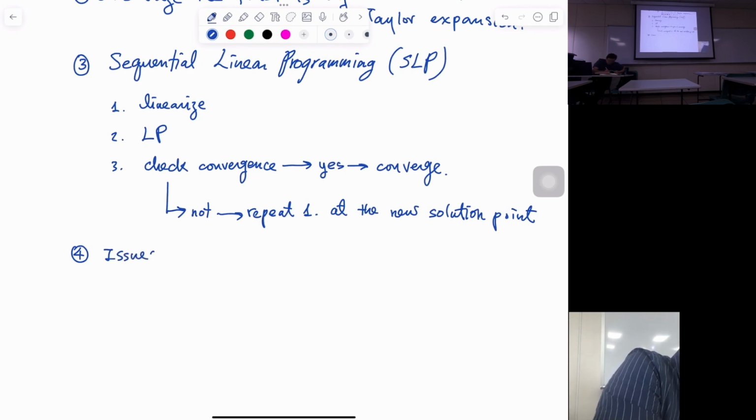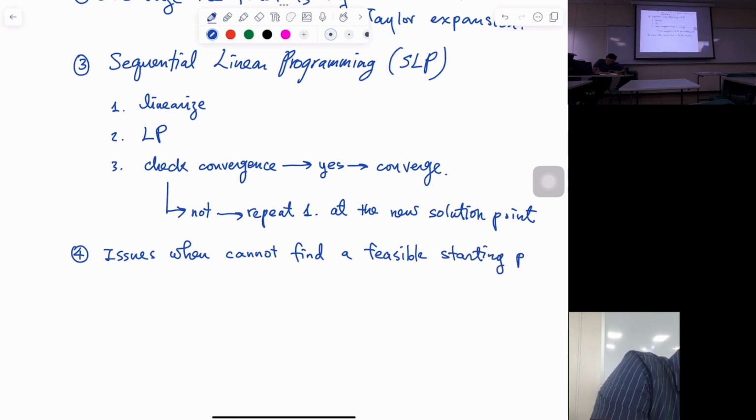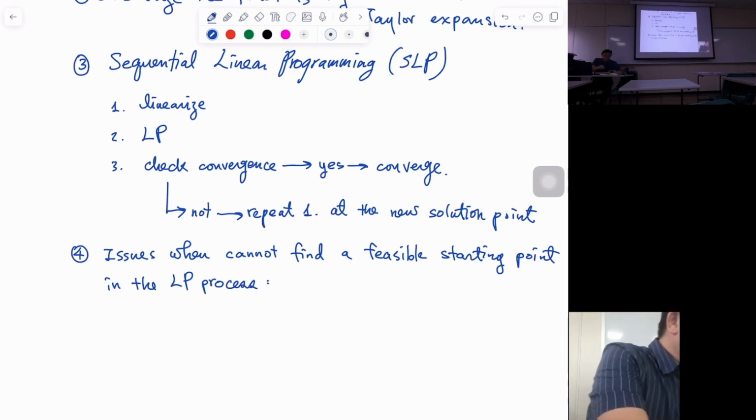The issue when you cannot find a feasible starting point in the linear programming classes. So how do we handle it?